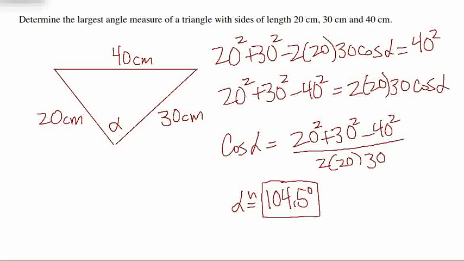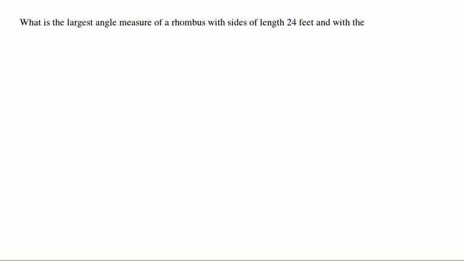Now, let's do one more exercise. What is the largest angle measure of a rhombus with sides of length 24 feet and with the longest diagonal having a length of 36 feet? So pause the video and see if you can work that one out.